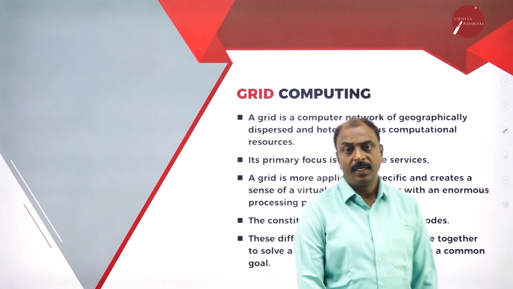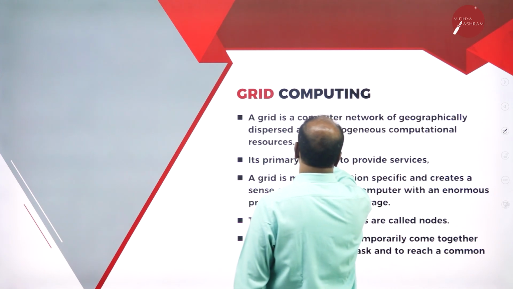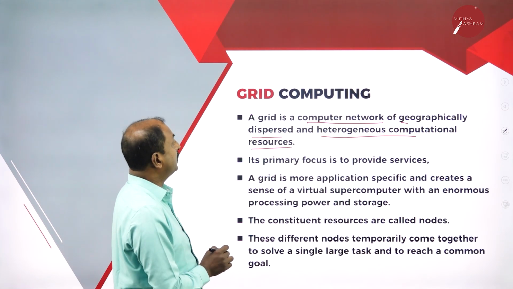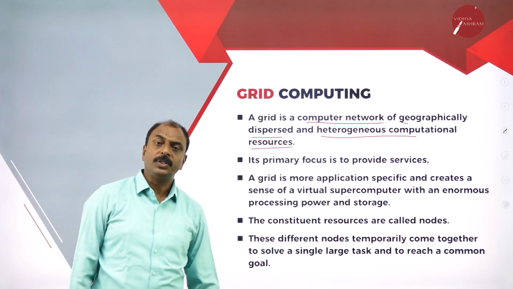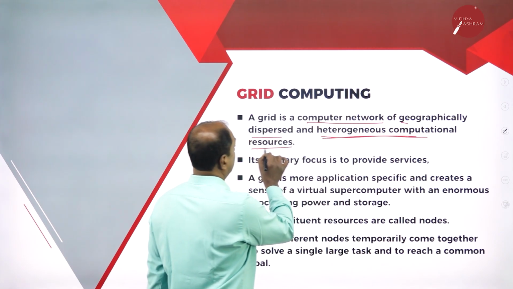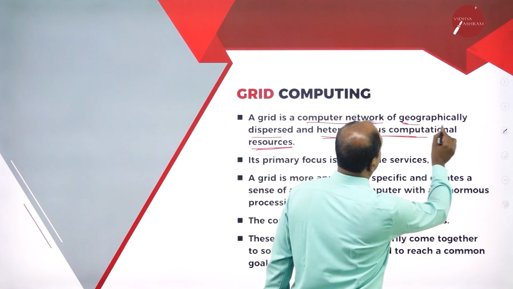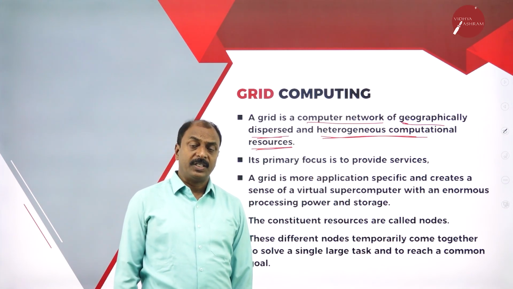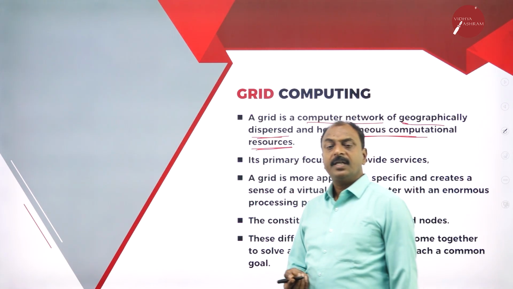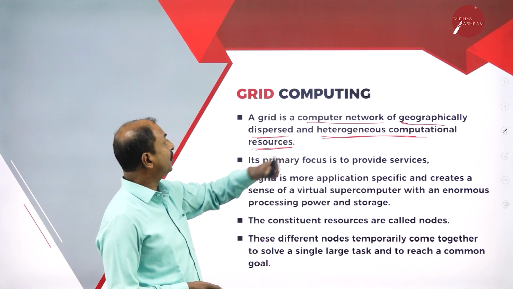In the next slide, we will see another technology, that is grid computing. So what is grid computing? A grid is a computer network of geographically dispersed and heterogeneous computational resources. So grid computing is also a type of network. But here we connect different devices, heterogeneous resources. It may be hardware, software, different types of devices connected to a network, and they are geographically dispersed, maybe at different locations. In simple words, grid computing is a type of network where we connect different types of devices at different locations. That's the definition of grid computing.